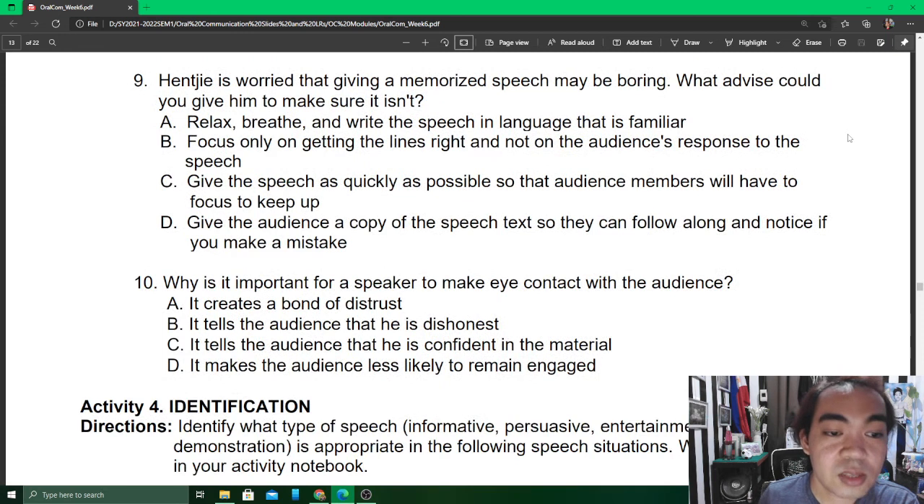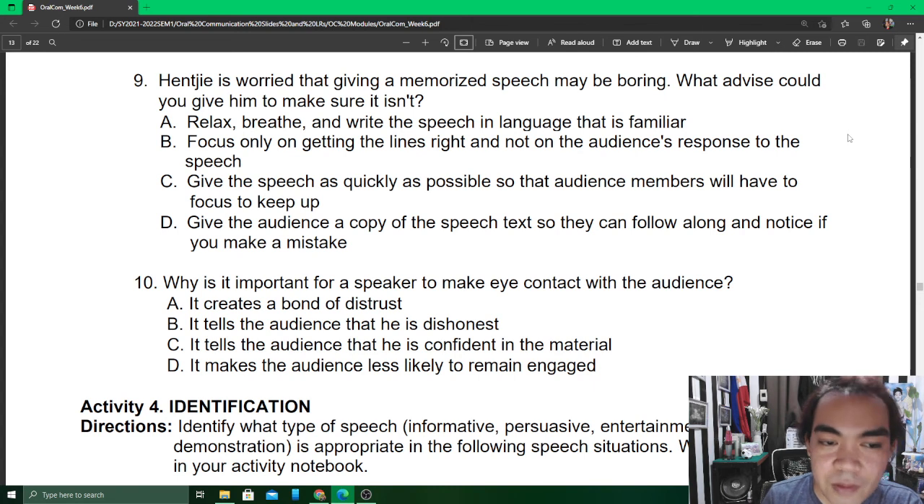Number 9. G is worried that giving a memorized speech may be boring. What advice could you give him to make sure it isn't? How do you make a memorized speech not boring? A. Relax, breathe, and write the speech in language that is familiar. B. Focus only on getting the lines right and not on the audience's response to the speech. C. Give the speech as quickly as possible so that the audience members will have to focus to keep up. And D. Give the audience a copy of the speech so that they can follow along and notice if you make a mistake.